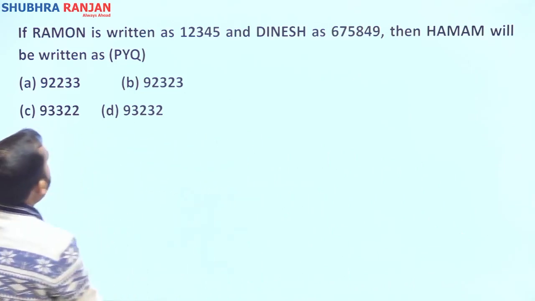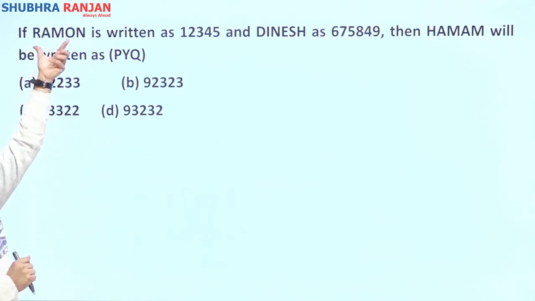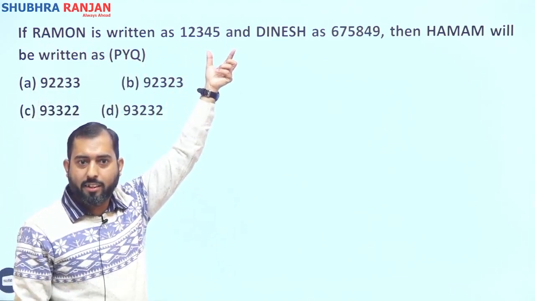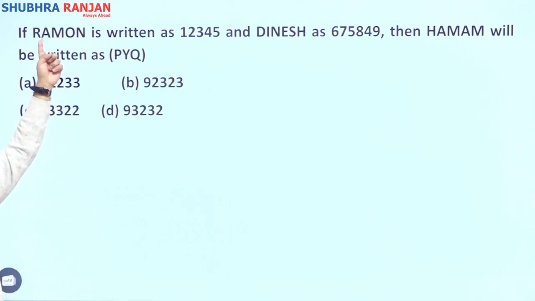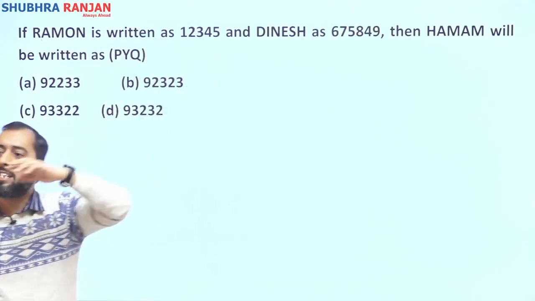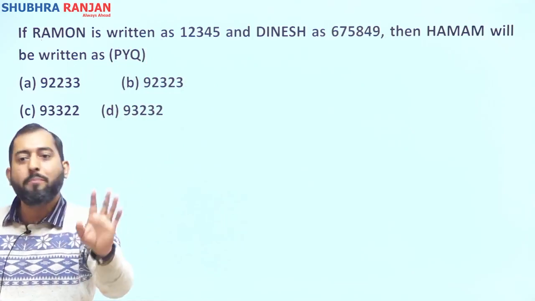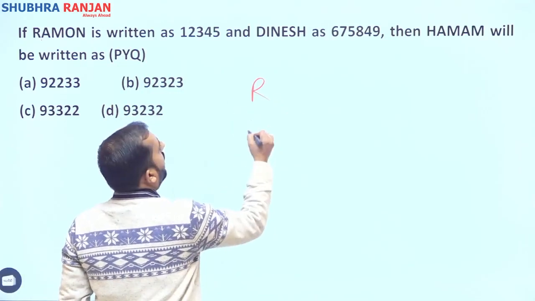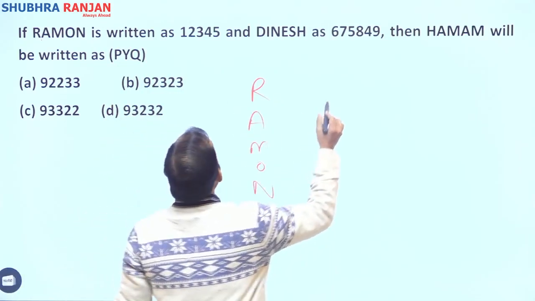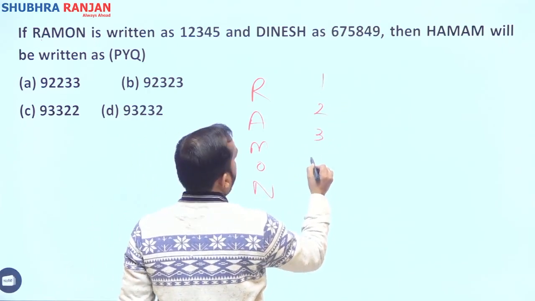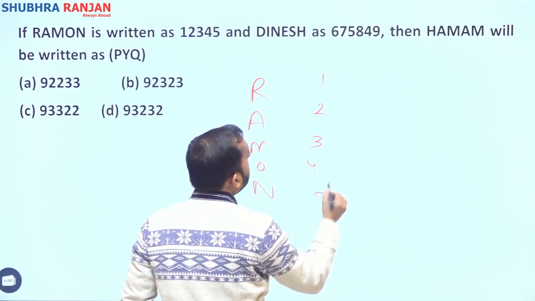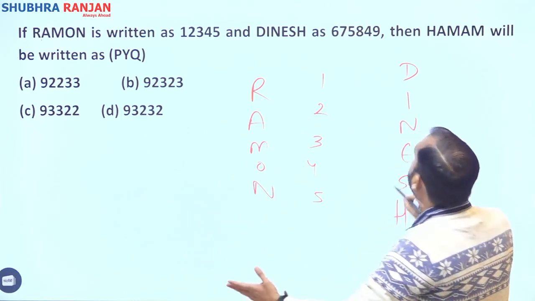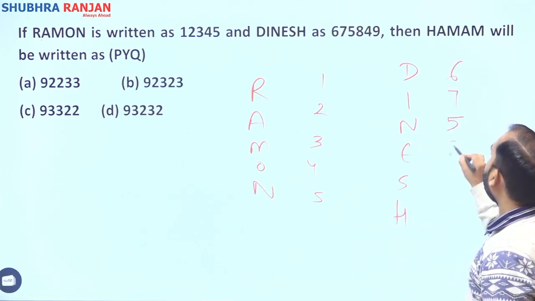See. First of all, I can see total letters in the original word are 6. Total digits are 6. Second thing, not every letter of original word is present in the code. So obviously this is not type 1. This has to do something with type 2. Okay. So Ramon, R-A-M-O-N, then 1, 2, 3, 4, 5. Next word is Dinesh, D-I-N-E-S-H, and 6, 7, 5, 8, 4, 9.